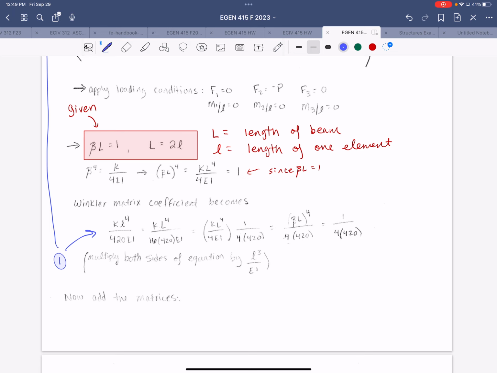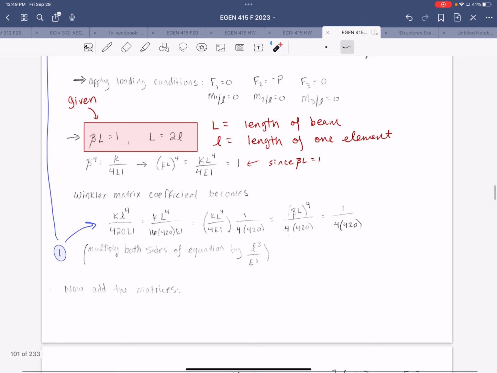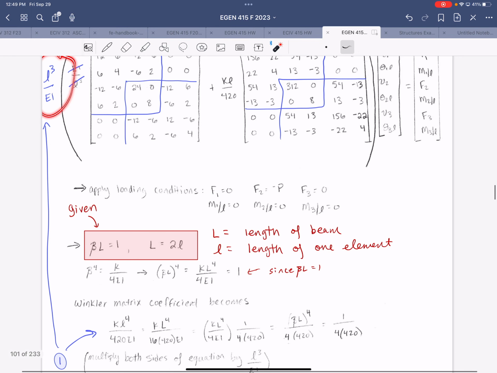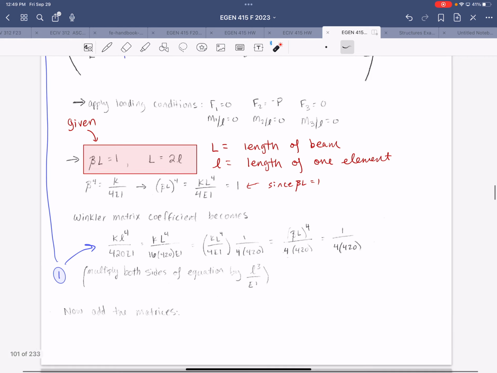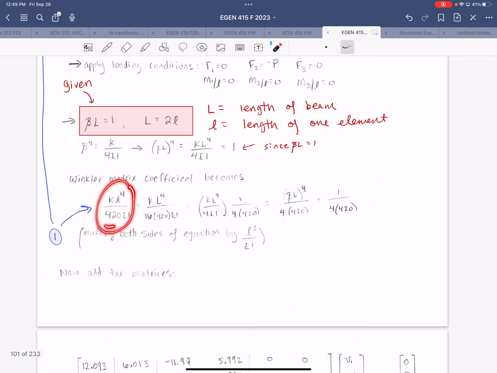All right. So then going back to this, taking L cubed over EI times KL over 420, we get KL to the fourth over 420 EI. Substituting in capital L equals 2L. So that'll be our second step here.